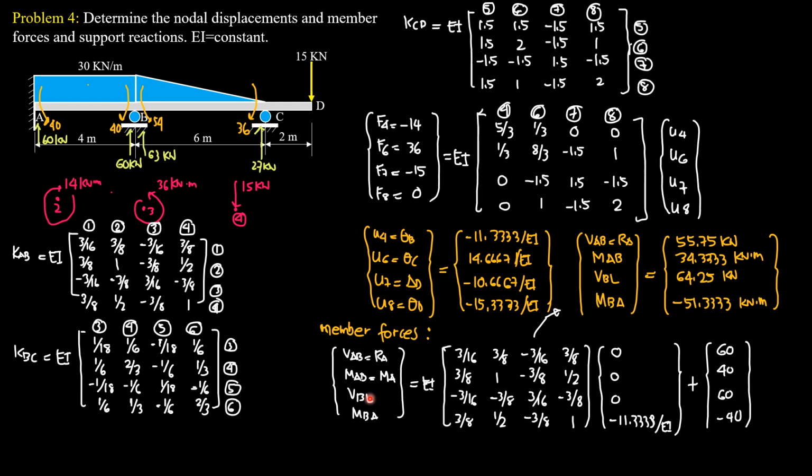Shear BA, or shear just to the left of B, is negative 3/8 times negative 11.3333 over EI, so cancel, so negative 3/8 times negative 11.3333 plus 60, that's 64.25. Then finally, moment BA, 1 times negative 11.3333 minus 40 is negative 51.3333. Then we proceed to BC.